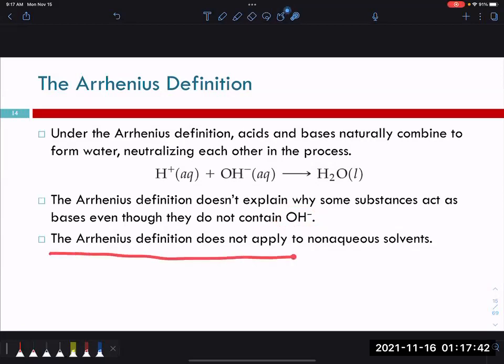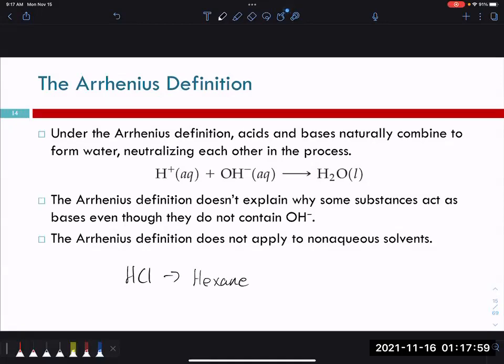And then the Arrhenius definition can't apply to non-aqueous solvents. So if we added HCl to hexane or some other organic solvent, the Arrhenius definition doesn't have any way to decide if something's an acid or base, because it is based on adding your acid or your base and how they act in H2O.